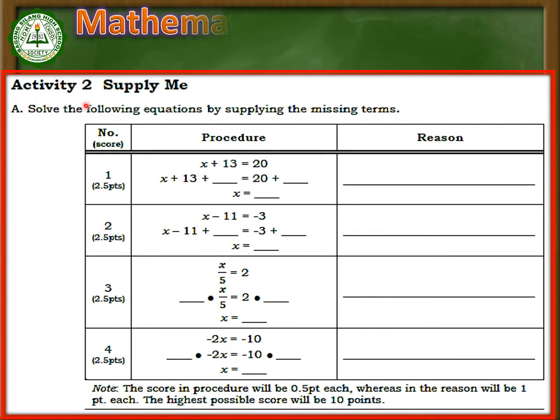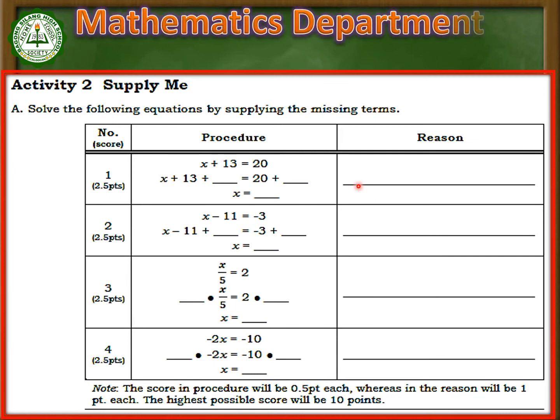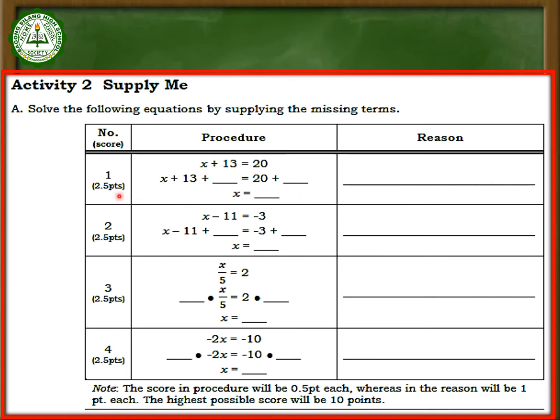Activity number 2, supply me. Solve the following equations by supplying the missing terms. You have the procedure. X plus 13 equals 20. X plus 13 plus blank equals 20 plus blank equals blank. Then your reason. The reason will be the properties. And that's 2.5 points.